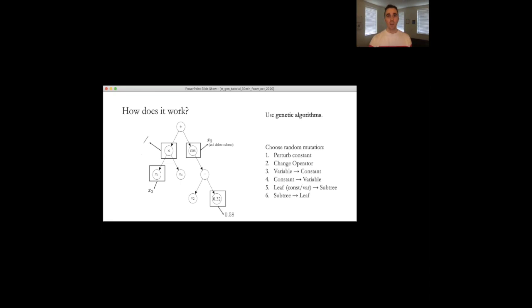We actually use genetic algorithms to search this space. We could choose any of these random mutations for this tree. Maybe we could switch this multiplication with a division. We could switch this variable with another variable, maybe delete this subtree, switch the cosine with an x2, or maybe take a constant and change it a little bit. These are all random mutations that are considered in symbolic regression. You randomly apply them and see what works best.